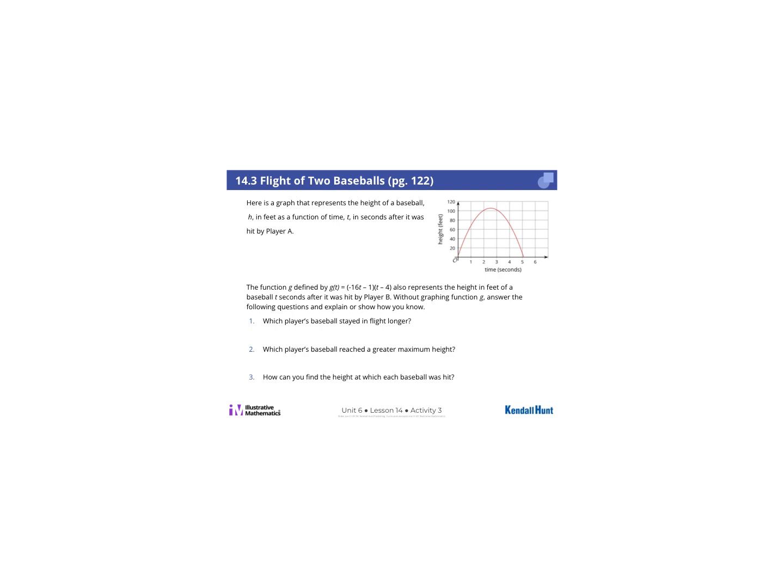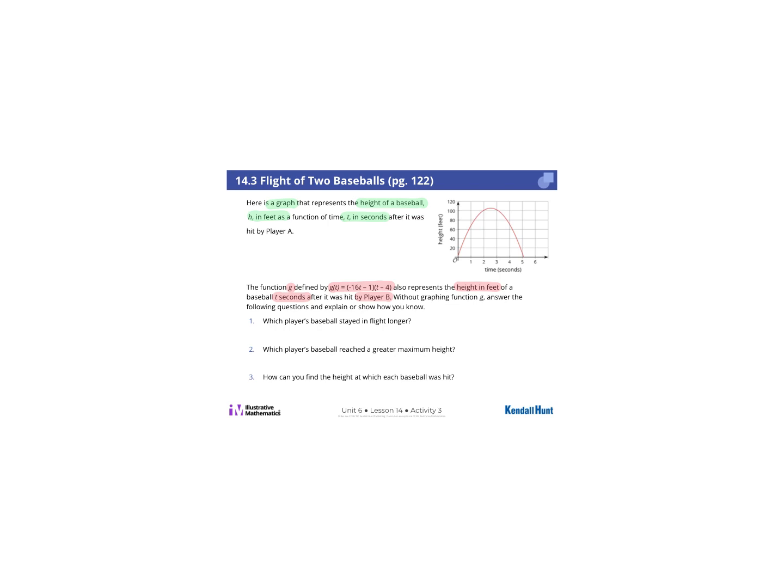All right, and now we're talking about the flight of two baseballs. So we have a graph that represents the height of a baseball, h in feet, as a function of time t in seconds after it was hit by player A. The function g, which is defined here, also represents the height in feet of a baseball t seconds after it was hit by player B. Okay? Without graphing function g, answer the following questions.